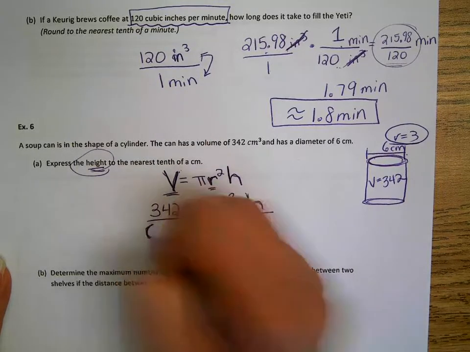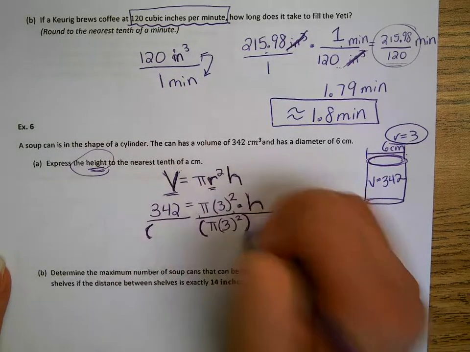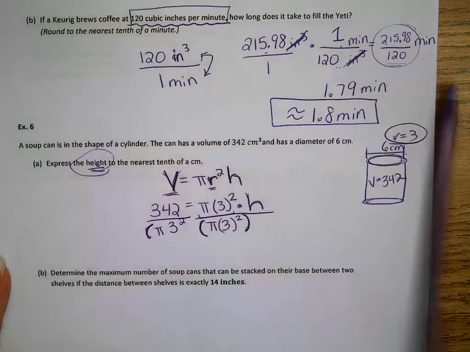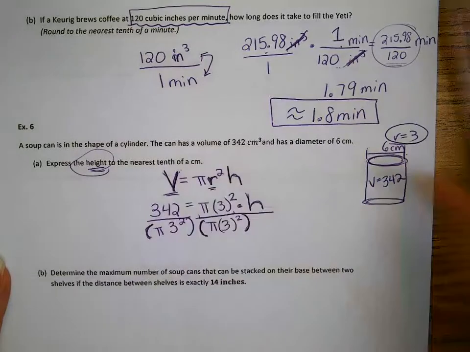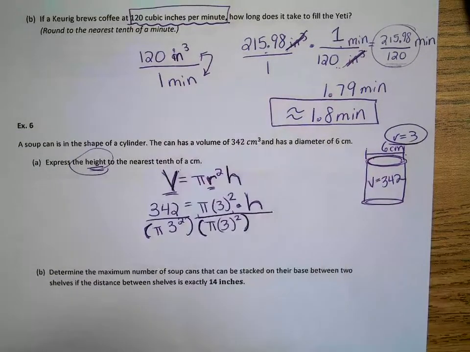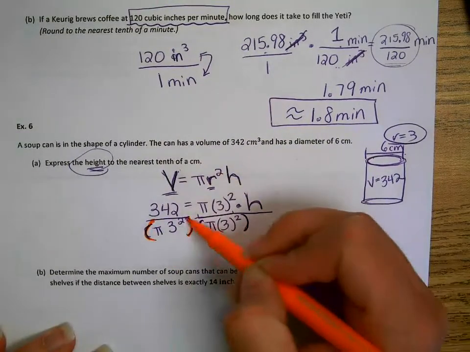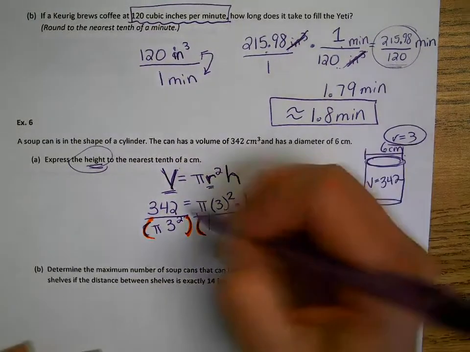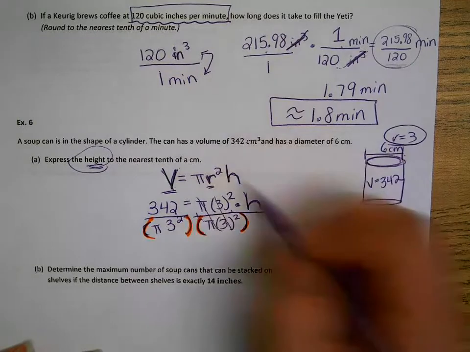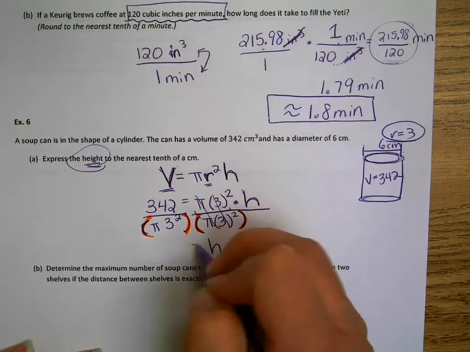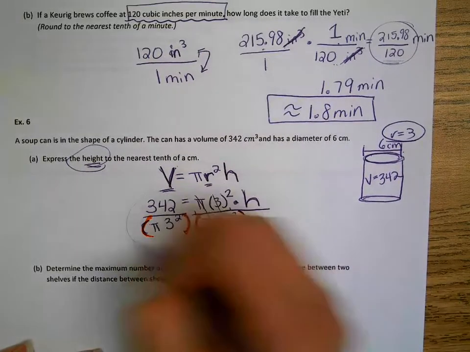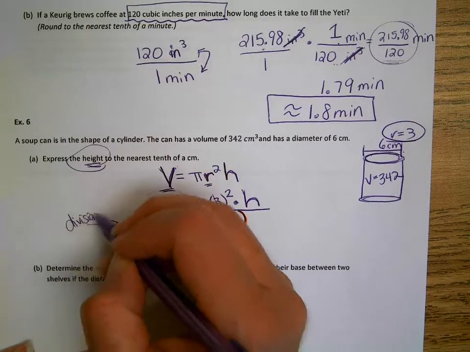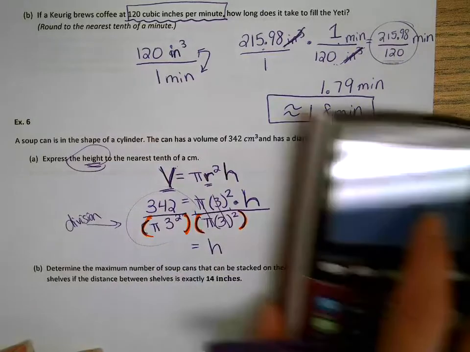So these parentheses are super important. We're going to divide by pi 3 squared. So please, please, please remember these parentheses in your denominator. What we're doing is dividing by pi 3 squared, which cancels that out from here. So the right-hand side says the height is this division problem. So you're going to divide it out.